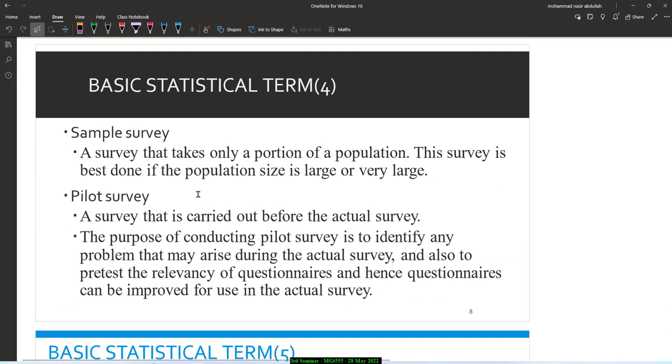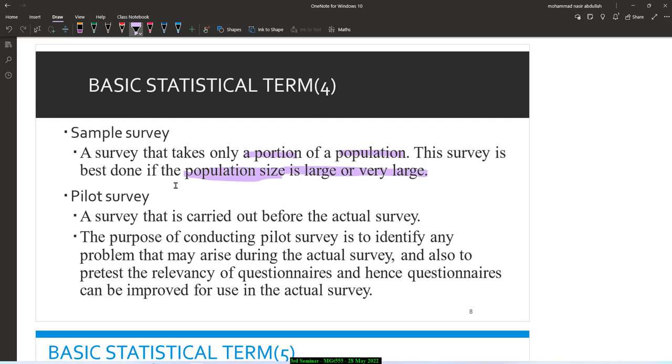Then we look at one more term, the sample survey. This is another term: a sample survey is a survey that takes only a portion of the population. It is the same concept as a sample. We take a sample from a population. A sample survey is best done when the population size is very large.